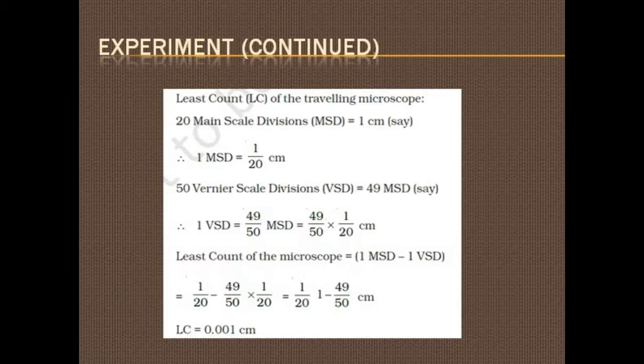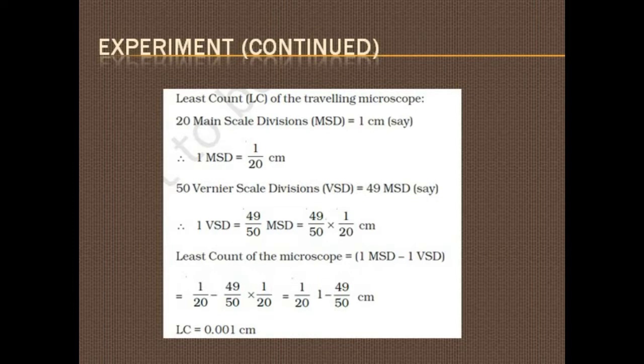So before starting the experiment, you should understand what a least count is, and you have to find out the least count of your instrument, that is the traveling microscope. Least count is basically the minimum distance a traveling microscope can measure accurately. This is similar to the vernier scale which we have done before. Least count is the difference between one main scale division and one vernier scale division.